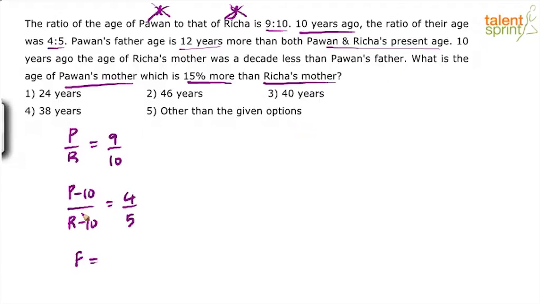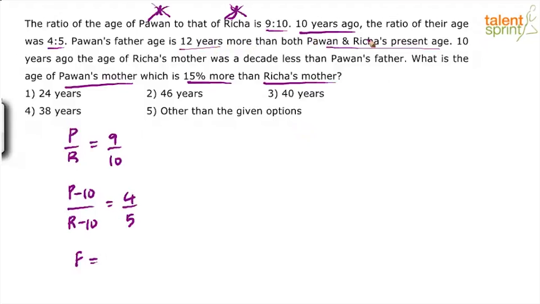If you really look at it, the statement is not very clear. When he says Pawan's father's age is 12 years more than both Pawan's and Richa's present age, is he trying to say that Pawan's father is 12 years older than Pawan and 12 years older than Richa? Or Pawan's father is 12 years older than the sum of the ages of Pawan and Richa? You're getting it? There are two ways that you can look at it.